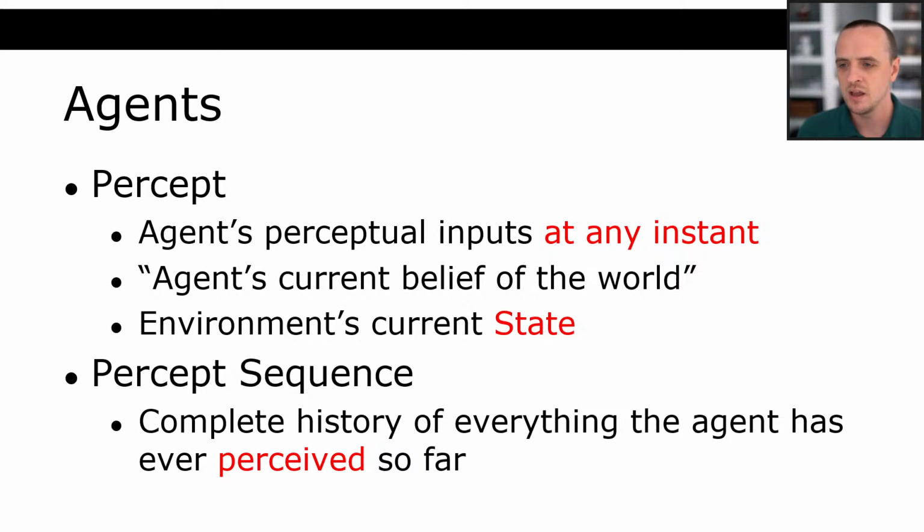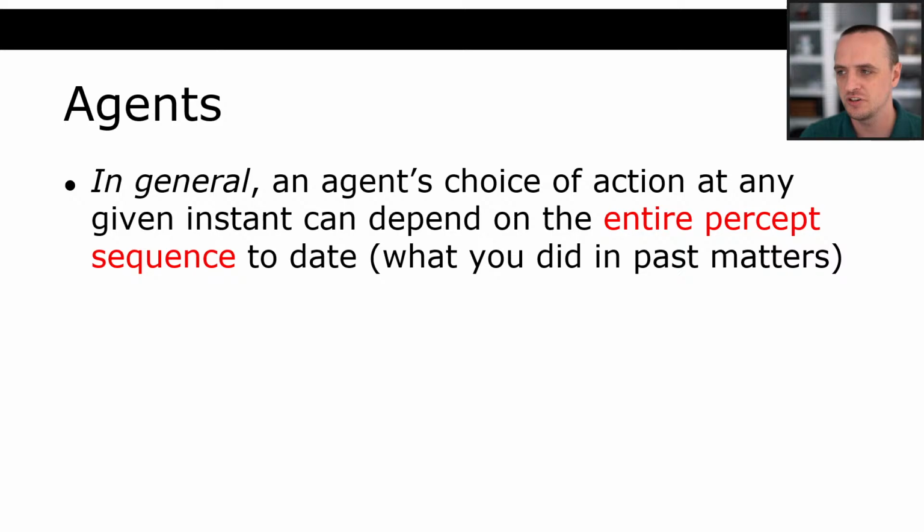And that means that a percept sequence is the complete history of everything the agent has perceived so far, okay? The percept is the instantaneous knowledge or belief about an environment, because our beliefs may be fuzzy. We may only be 30% certain that we see that car coming toward us. And the percept sequence is the sequence of events so far that we have perceived. In general, an agent's choice of action at any given instant can depend on the entire percept sequence to date. So your best possible action to take right now may depend on a history of things that you've observed. It might.